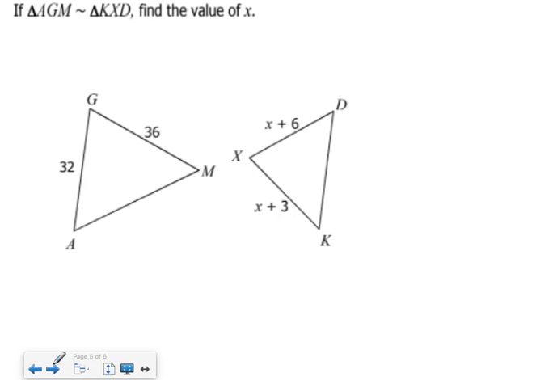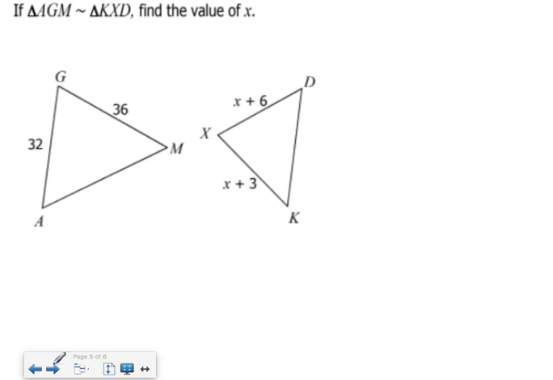Okay, we are given two similar triangles, and we need to find the value of x. So if I look, what side does AG match? Yes. So you can look at your similarity statement. AG matches KX. So I can write 32 over x plus 3, because I know they're proportional, is equal to, what's that, sir?